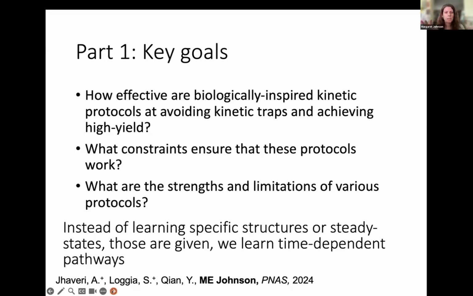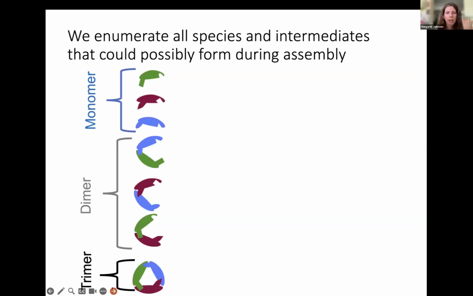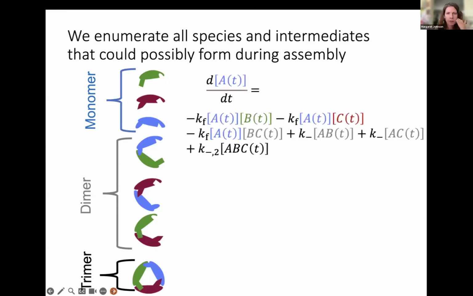So one thing I want to emphasize is that we're not trying to learn a specific structure or steady state. Those are something that we know. We're trying to learn these time-dependent pathways that will get you there efficiently. Okay, and so we like to enumerate all the possible species. So for a trimer, for example, you have 3 different monomers, we're going to assume all of the subunits are different. And so it's not such a hard problem for the trimer, but you can imagine you have to enumerate a lot more. For larger systems, of course, we use the computer for that.